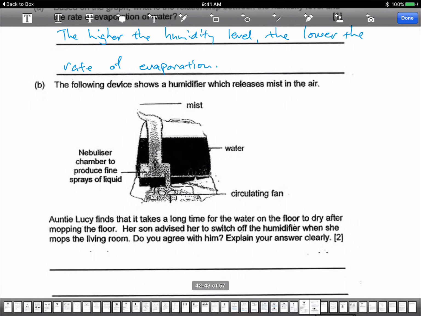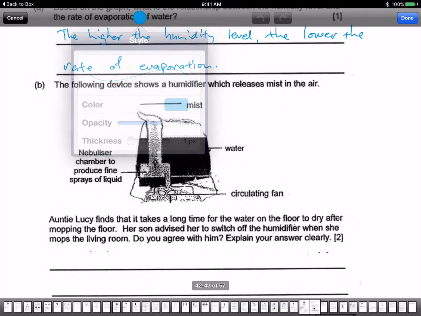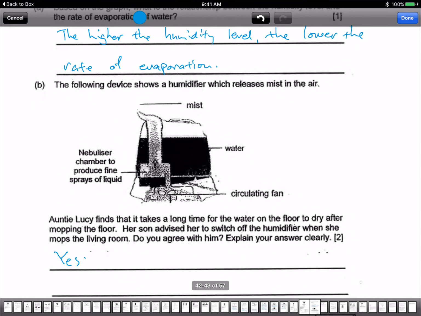Okay, so next one, Jonah, do you agree? I put in the room is airy, the water will be able to evaporate. I do not agree. You just wrote some random positive comments, correct? Okay, so her son advised her to switch off. So, yes, it's correct. Okay, we agree with the son.